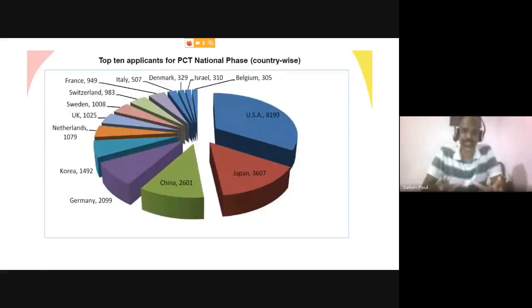Out of 50,659 applications, the major country that applies for patents in India is the United States of America, followed by Japan, China, Germany, and Korea. So these countries apply through the Patent Cooperation Treaty; any national of any country can apply for a patent in India, so they make use of that. But the thing is that we have only 17,000 applications from India.